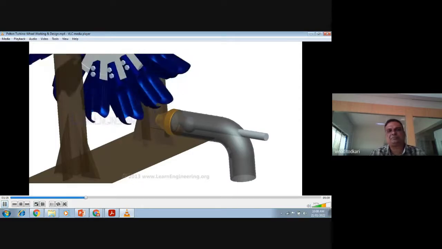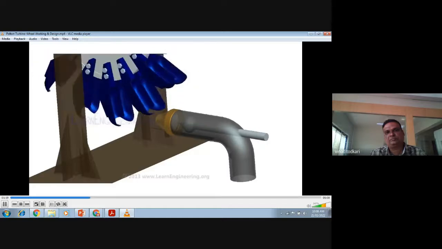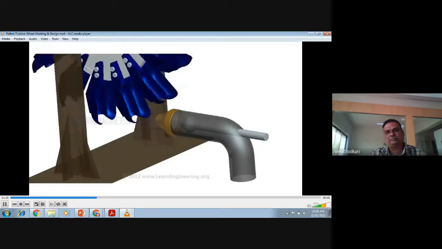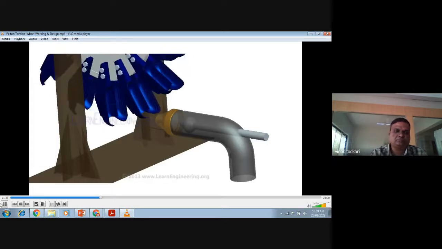This in turn makes sure that the turbine will rotate at a constant specified RPM, which conforms to the power supply frequency. So this mechanism acts as a speed governing mechanism of the Pelton wheel. See, this mechanism is called the speed governing mechanism. We govern the speed. We make the turbine rotate at a constant speed.